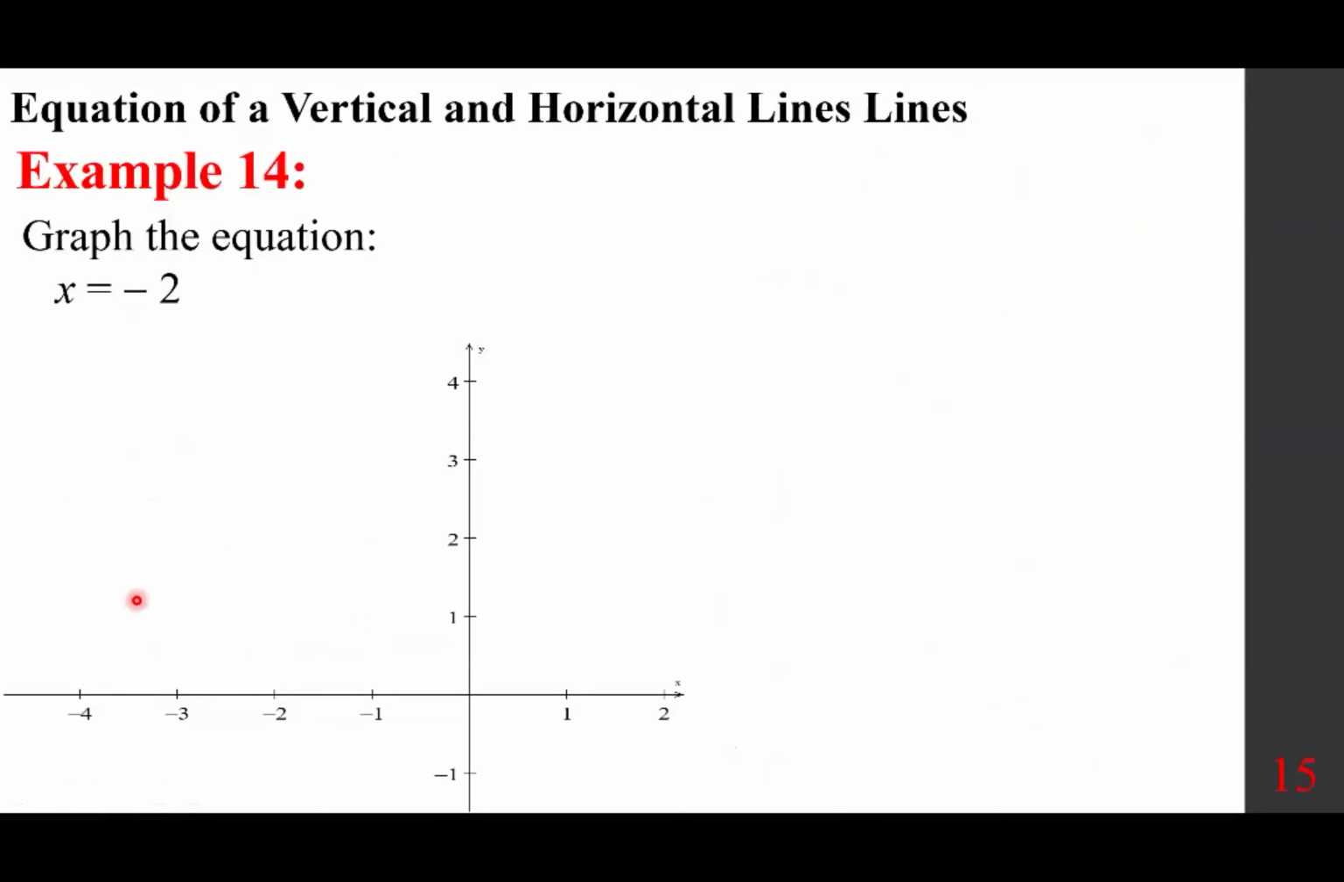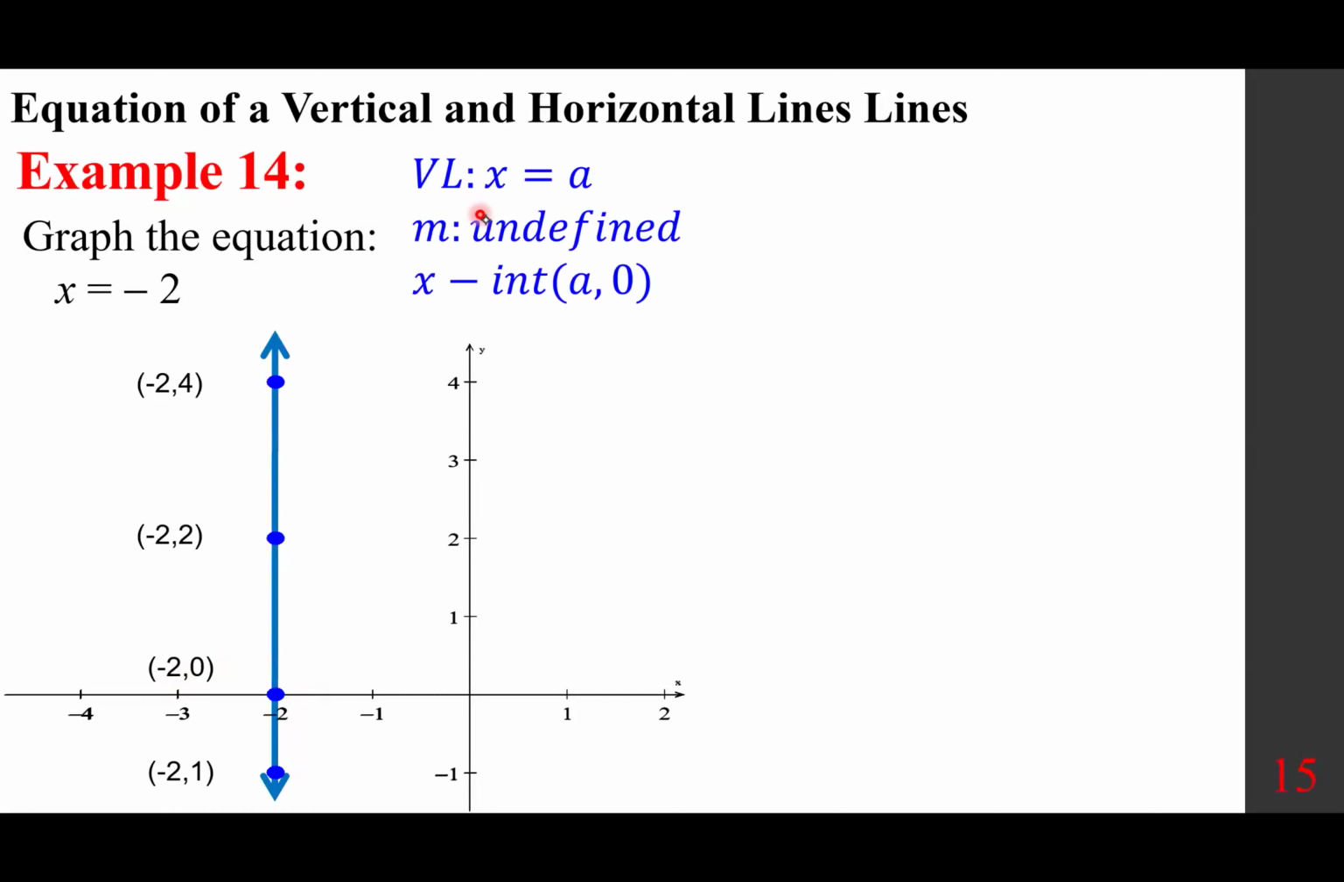All right, we want to graph this. I hope you recognize x equals -2 is simply a vertical line. So this is the x-intercept, (-2, 0). However, you can pick up a few points. What really matters is the x-intercept, and then you come up with the vertical line. VL, short for vertical line, has the equation x equals a, the slope is undefined, and the x-intercept is located at (a, 0). So in this case, (-2, 0). If I said x equals 1, it would be this one.